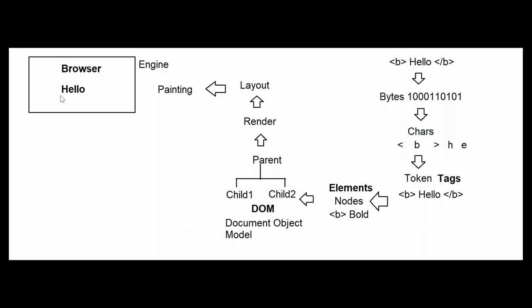These elements are arranged in a hierarchical order. This hierarchical order is called the DOM. And this DOM is rendered. Rendering means generating output. And finally, it is presented in the page. Presenting on the page is called painting. We call this process painting. That is how the browser actually works.